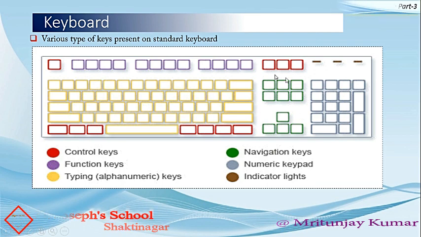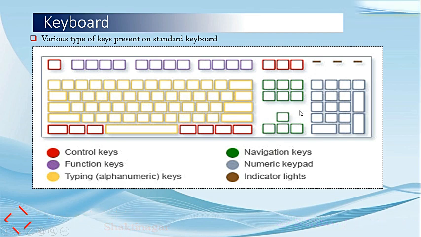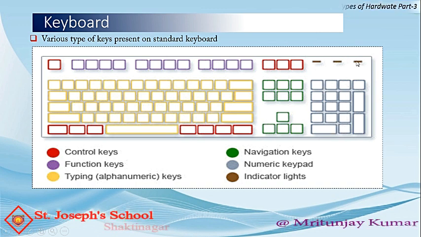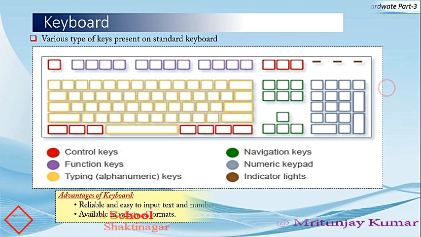Similarly, the keys highlighted with the green color are called navigation keys. Similarly, the keys with the blue color are called numeric keys, and there are 3 keys with a brown color, that are called indicator lights, through which we can find whether a keyboard is on or off.